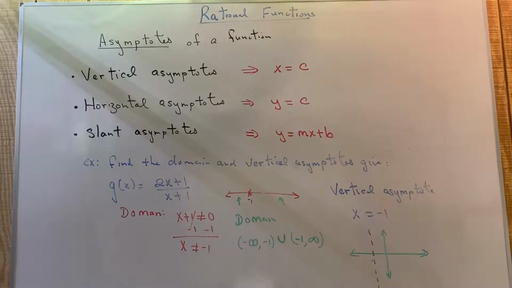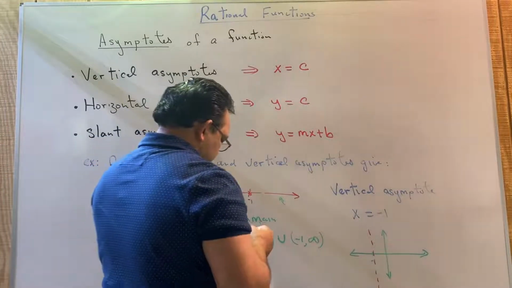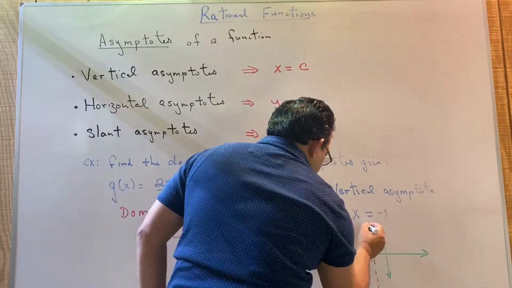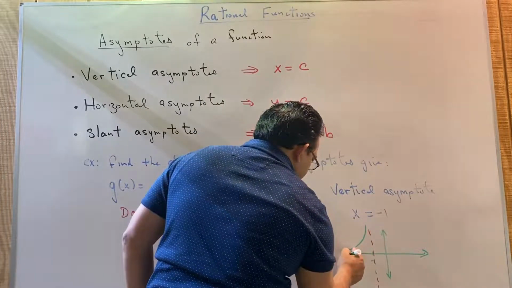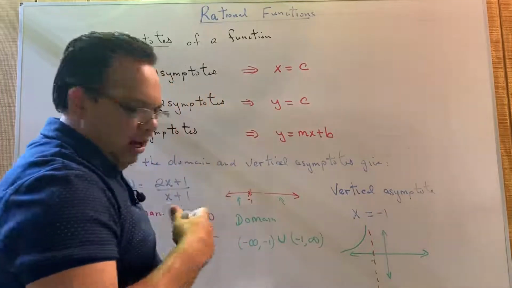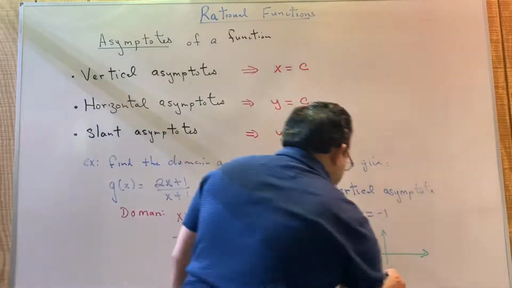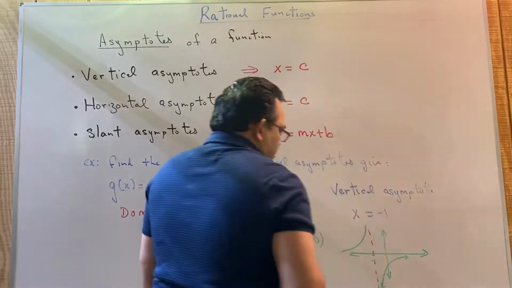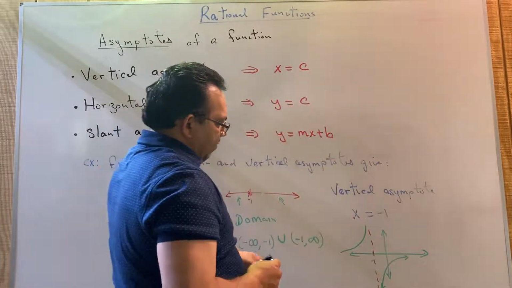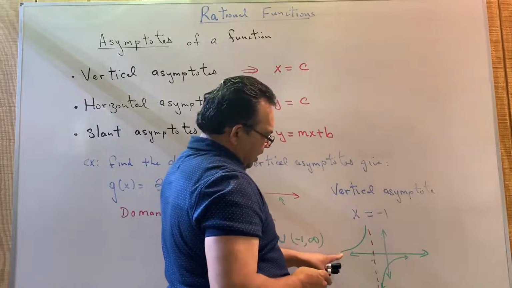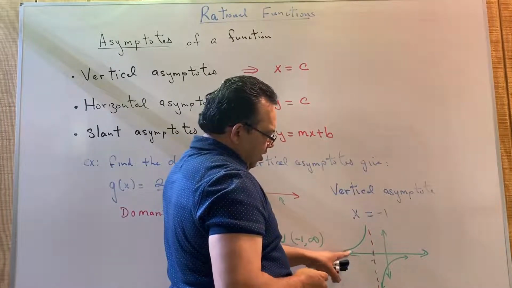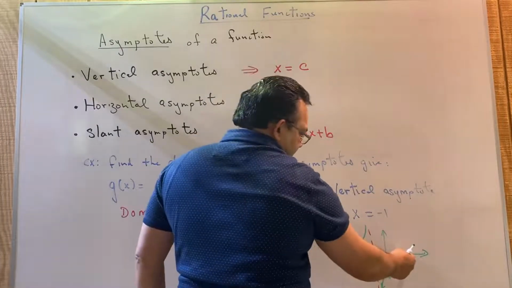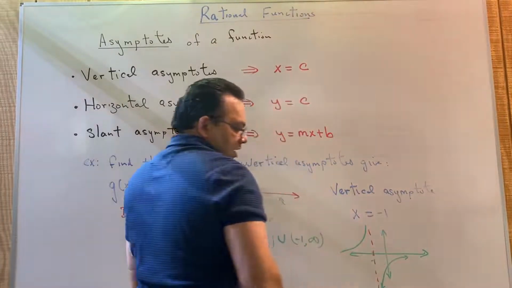So what does the graph of this look like? Well, your graph would look similar to this on this side. And then on the right side, we have our graph that looks similar to this. So you will see once again, on the left side, the y value is going towards positive infinity. And on the right side, it is going towards negative infinity.